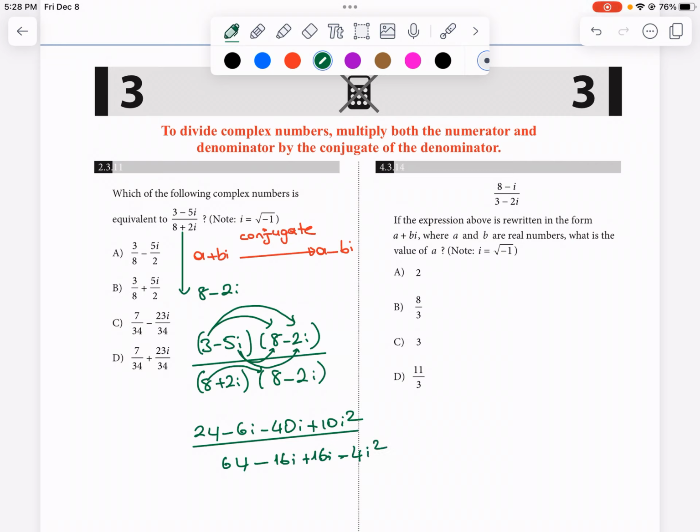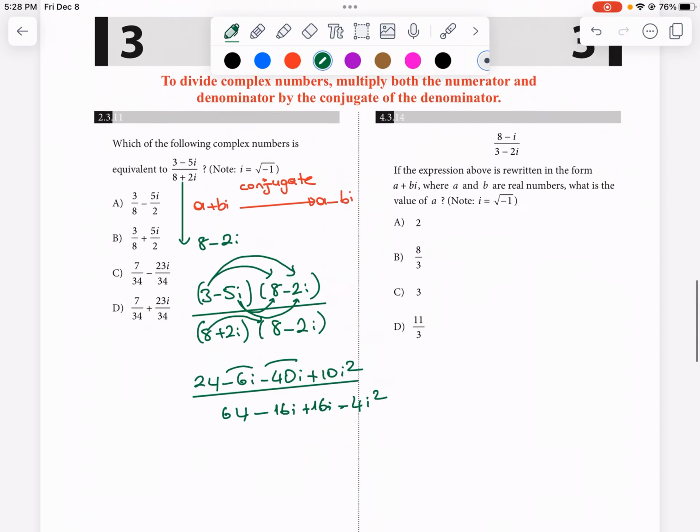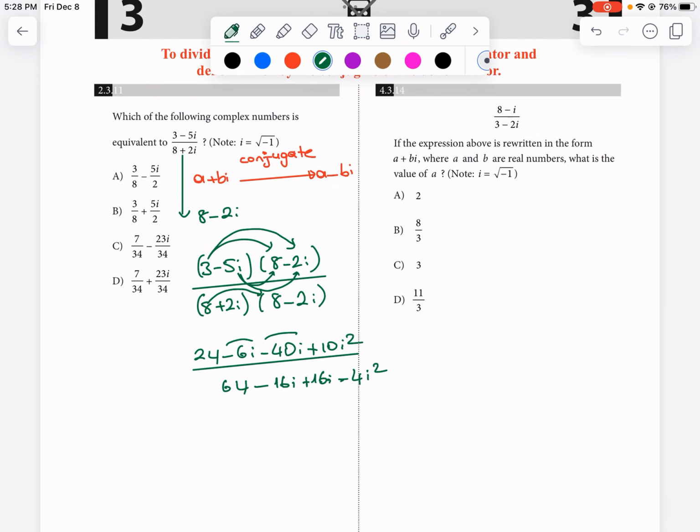Okay, now we can simplify the numbers and combine the like terms. First of all, -6i minus 40i makes -46i. So 24 minus 46i, 10i squared. i squared is negative 1. 10 times negative 1 is negative 10. And then divided by, the negative 16i and positive 16i cancel out each other.